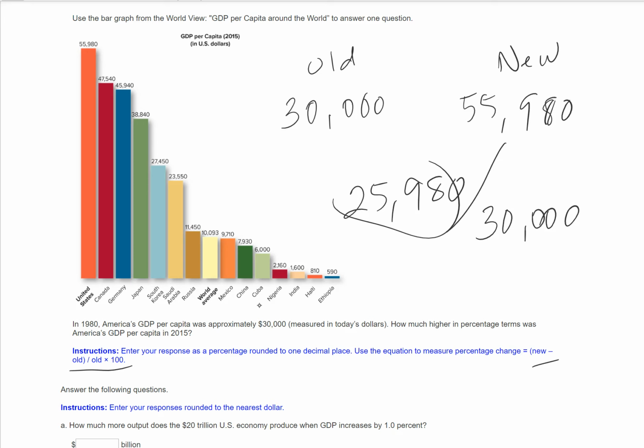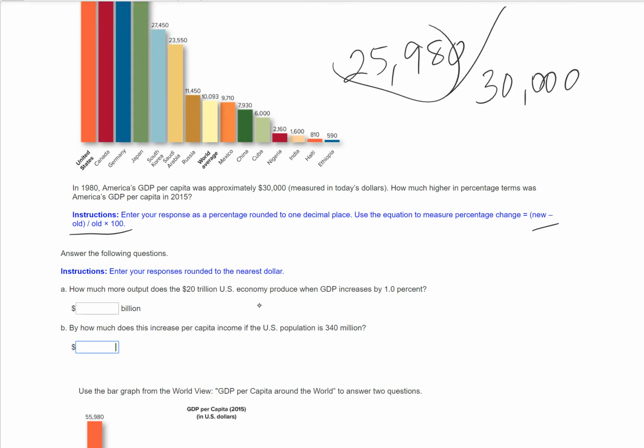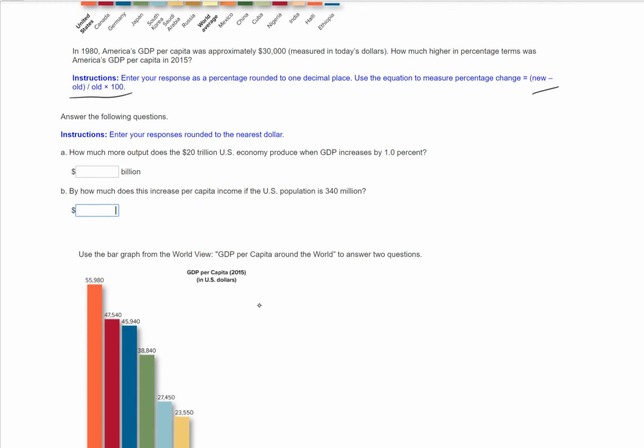Now we're comparing two numbers, but in a different way. This is a little different than the ratio we saw before because now we're calculating a change in numbers, not just a straight ratio. All right, the next one, and you may see some like this.